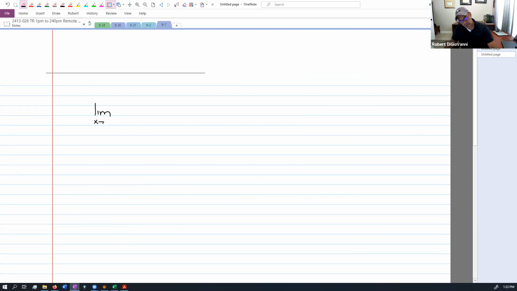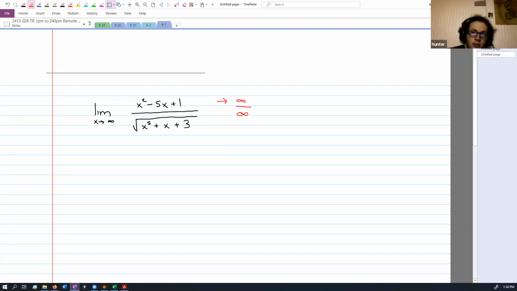So let's go limit as x goes to infinity of x squared minus 5x plus 1 over, let's go square root of x to the 5th plus x plus 3. Okay, we get infinity over infinity, right? So I want to try to speculate.